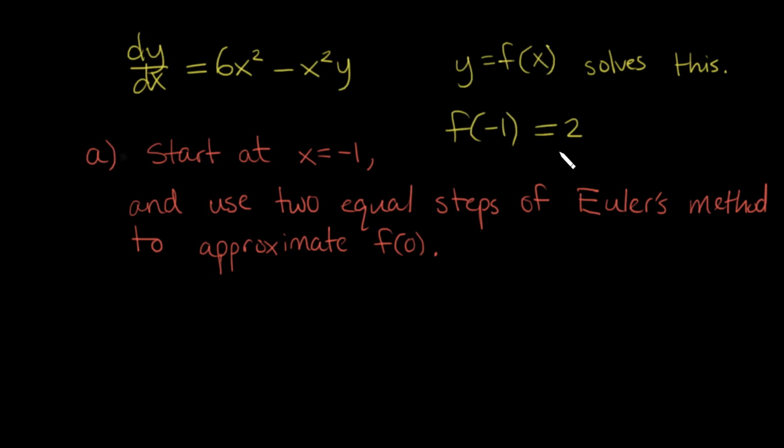We'll get to that later in the question, but for now it's asking us simply to start at x equals negative 1 and use two equal steps of Euler's method to approximate f of 0. So we have a difference of 1 here, so those steps are each going to be 1/2 in size, and we're going to use Euler's method to get from x equals negative 1, where f of negative 1 is 2, to approximate f of 0.